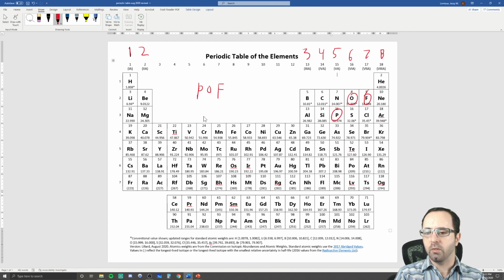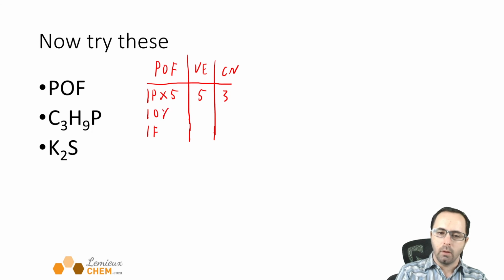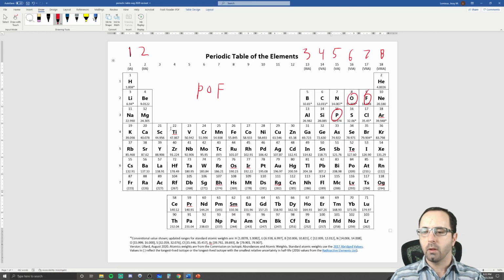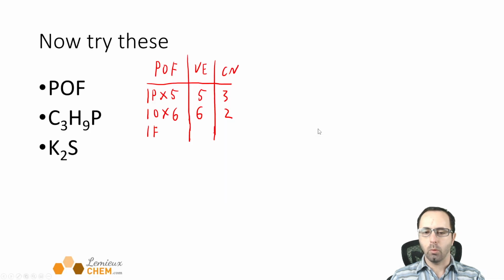Oxygen is in group 6. It has 6 valence electrons, and it would need 2 more to have 8. So its covalence number is 2, and the total number of valence electrons from oxygen is 1 times 6. That's 6. And then we've got fluorine. Fluorine is group 7, so it starts with 7 valence electrons, and it would need 1 more to have 8. So its covalence number will be 1.